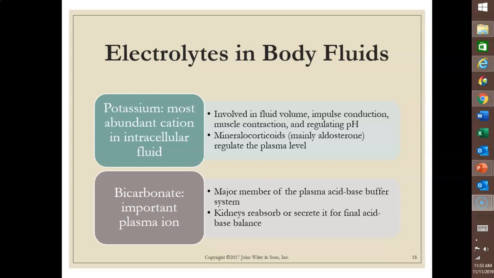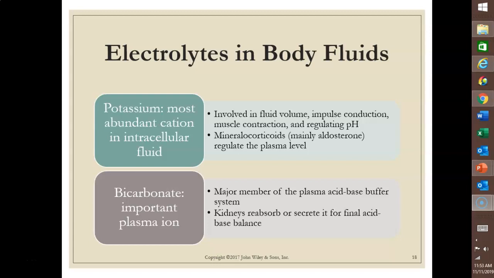Because potassium is needed during repolarization after an action potential, abnormal potassium levels can be deadly. For instance, hyperkalemia, too much potassium, can cause death due to ventricular fibrillation. I don't know why that term is always difficult for me to say.